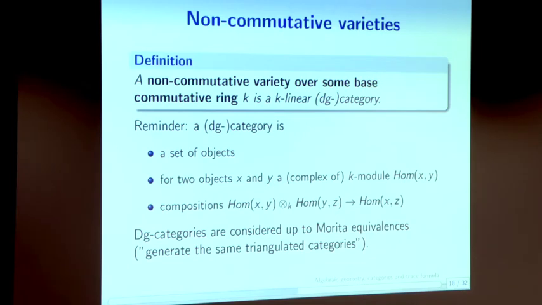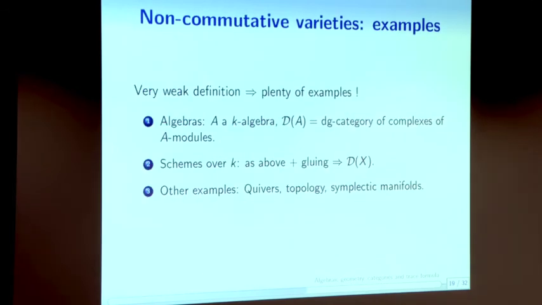But to define a non-commutative variety or a non-commutative scheme, it's very easy. I just have to define a category. So it's a very weak definition, as I said. So the good part is that you have plenty of examples. I mean, really plenty of examples. In a way, too many examples.